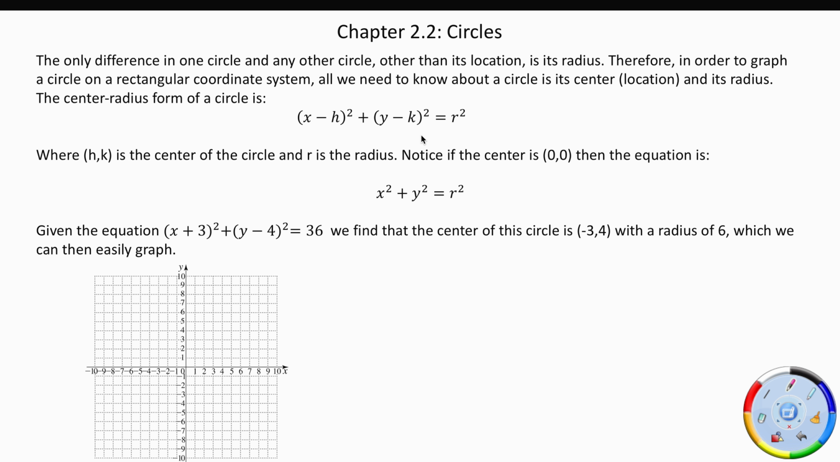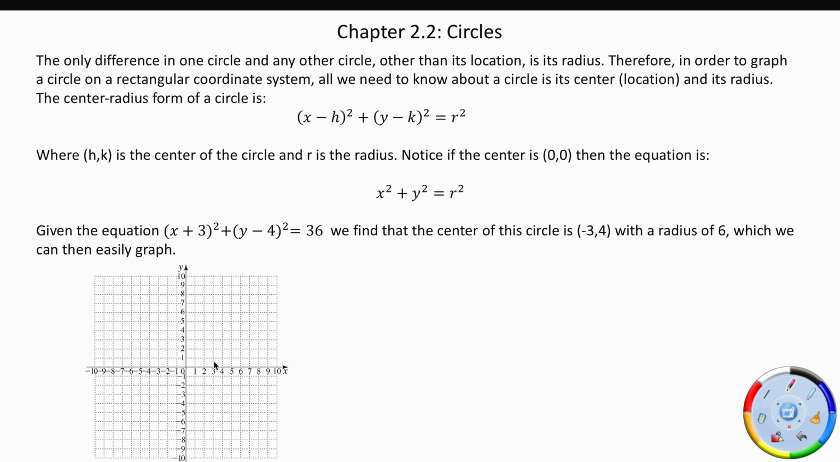This is the center radius form of a circle, where (h, k) is the center of the circle and r is the radius. Notice if the center is (0, 0), then the equation is simply x squared plus y squared equals r squared. This is the Pythagorean theorem. So hopefully that'll help us remember the center radius form of a circle.